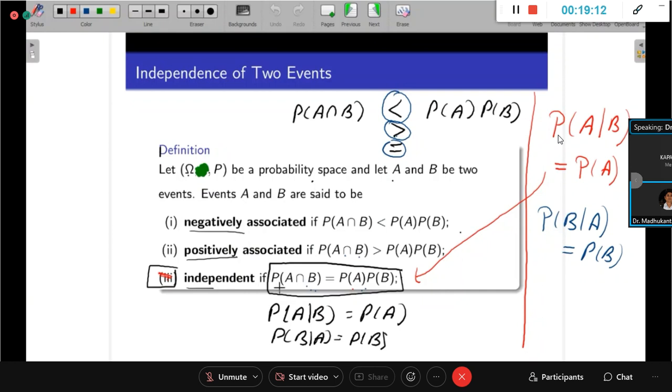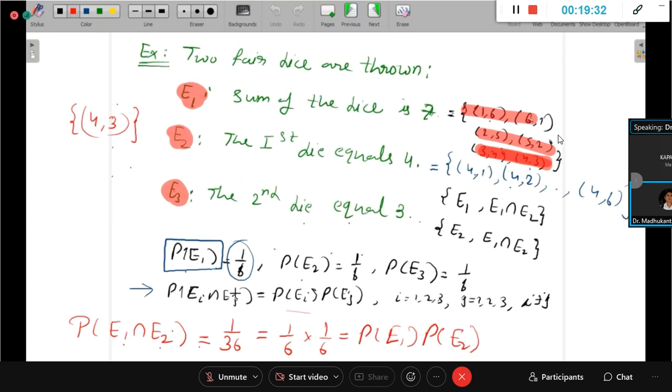Okay, so to generalize this to any case, this definition is taken as follows. Probability of A intersection B, so 2 events. You can generalize to 3 events. Probability of A intersection B intersection C is equal to probability of A times probability of B times probability of C, if we say A, B, C are independent, and so on. So here we have an example of pairwise independence, but not all independent.